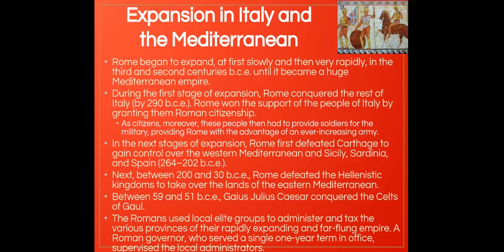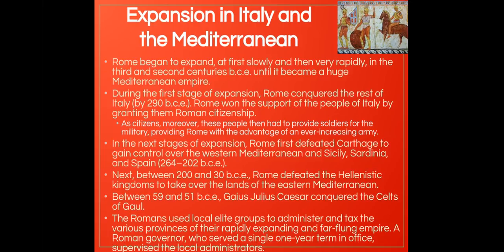And then, roll out the red carpet, we have Julius Caesar. His name is Gaius Julius Caesar. He conquers the Celts of Gaul, and this is really what he's known for. The Romans used local elite groups to administer and tax various provinces of the rapidly expanding empire. A Roman governor was supposed to, in theory, serve a single one-year term in office, and they would supervise the local administrators. Now, unfortunately, this is not always what happened.